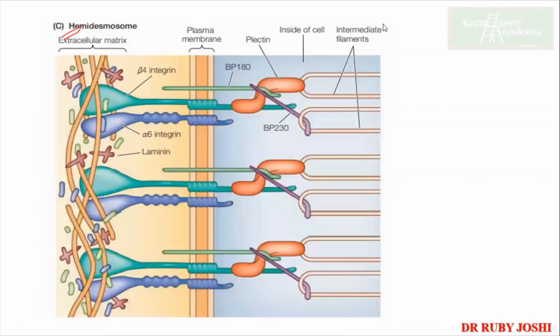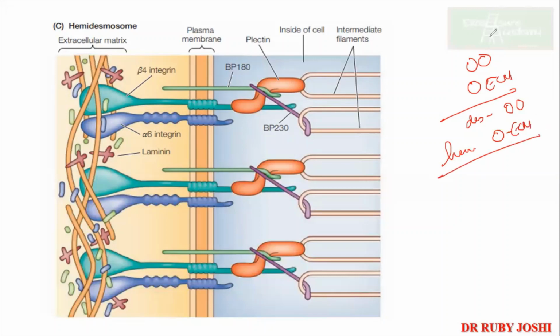Okay, now coming to the hemidesmosomes. So hemidesmosome is between the cell and your extracellular matrix. Remember last time we talked about the adhesions and the focal adhesions, right? Adhesions were between two cells. Focal adhesion was between the cell and the ECM, extracellular matrix. In the same way, desmosome is between two cells and hemidesmosome is between the cell and the ECM. Okay, now let's see how hemidesmosome is formed.